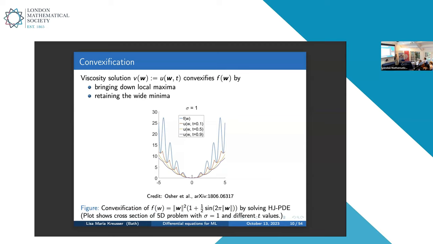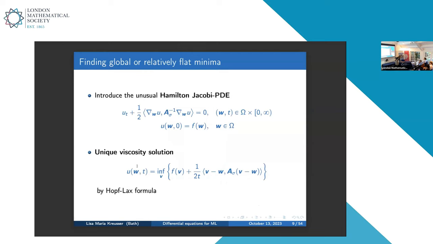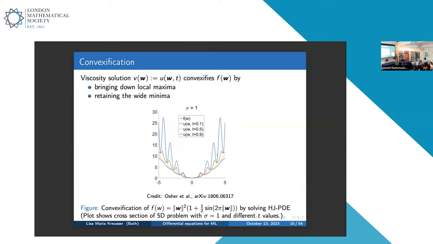So the main idea of the smoothing procedure, implementing this viscosity solution u with a fixed value of sigma and changing this parameter t, shows us that as we increase t, we actually get some smoothing of the solution. For instance, for t being sufficiently large, in this case 0.9, we see that our curve is rather smooth, and in particular, it allows us to find the global minimum of this problem in a much easier way than if you considered our original problem, where we might get stuck in a local minimum quite easily.